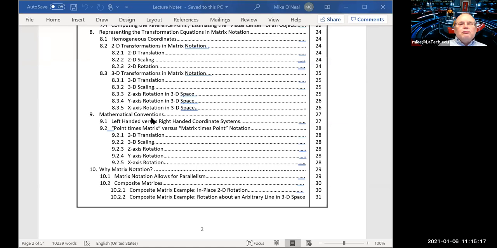Basically, I'm going to be showing you different ways of implementing the transformation equations that we've already covered, okay? Because there are different ways of doing that. Most of them involve matrices, but even when you're using matrix notation, the details of those matrices will depend on whether you're using a left-handed or right-handed coordinate system, and on how you're using those matrices.